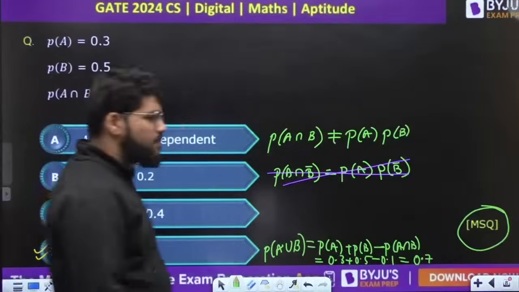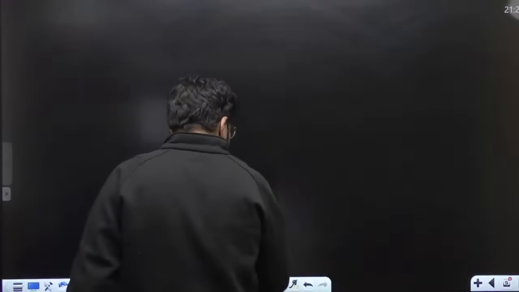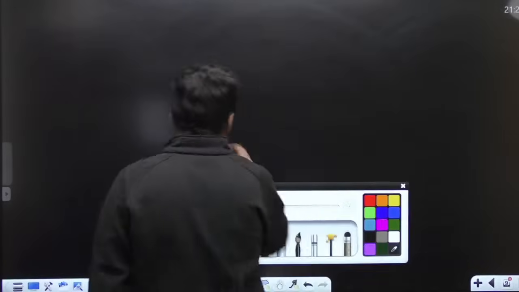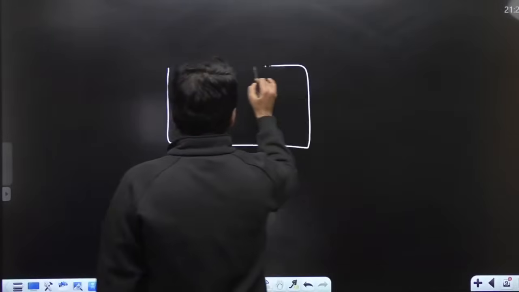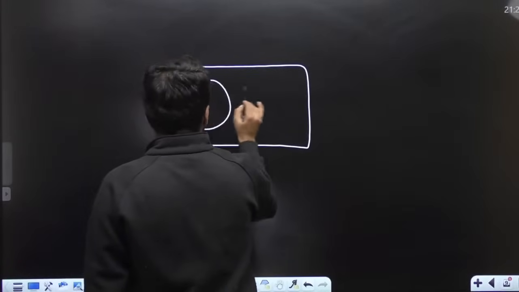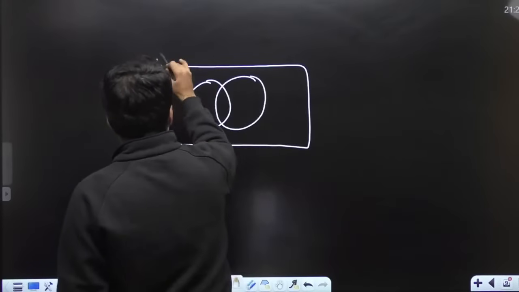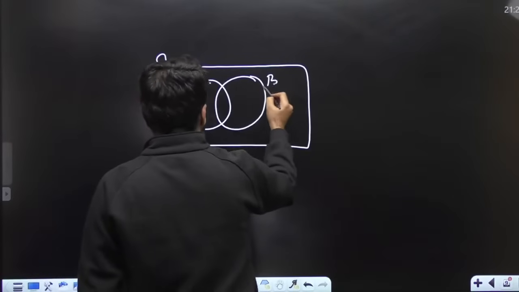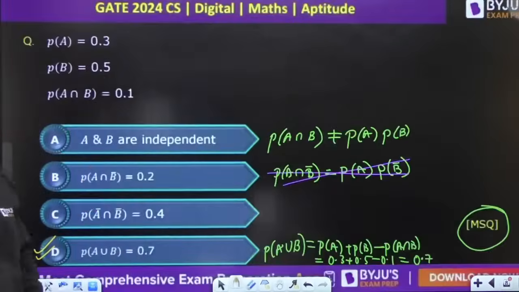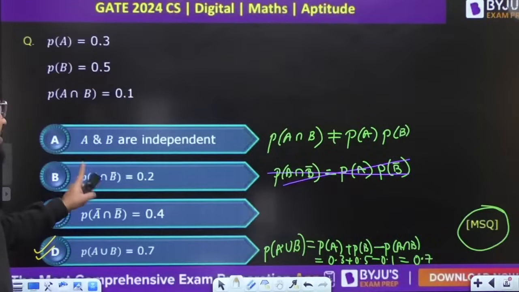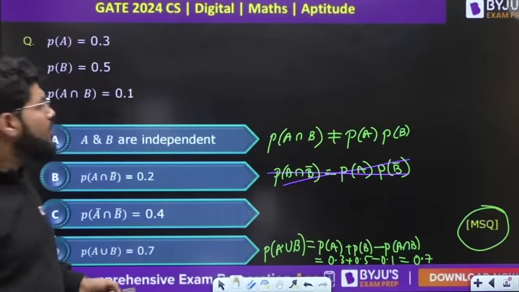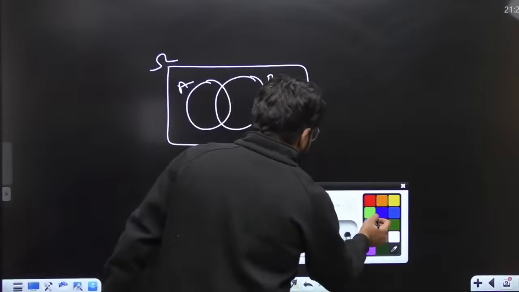Then how to solve P of A intersection B bar? There is a formula for this too, but don't be so formula based, especially in a chapter like probability. Let's understand the meaning of this. There are two events only. Let's say this is the sample space, this is A, this is B. What is the meaning of A intersection B bar? Intersection means and. A should happen and B should not happen. B bar means negation of B.